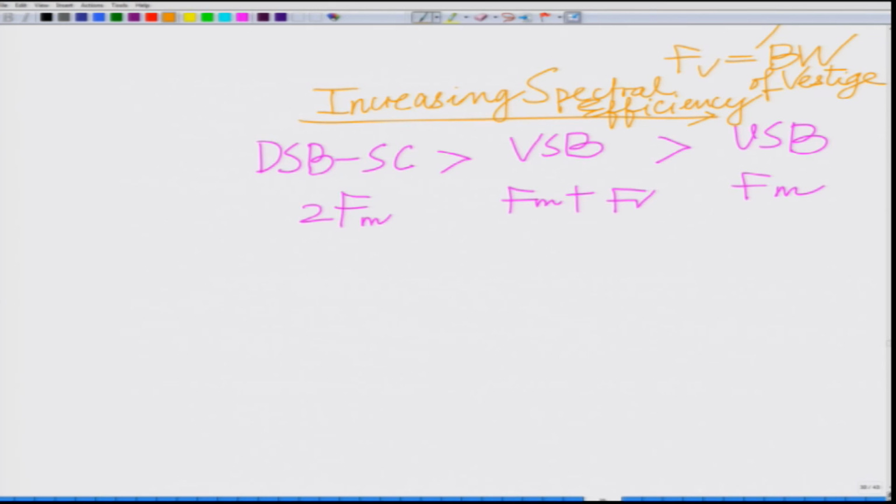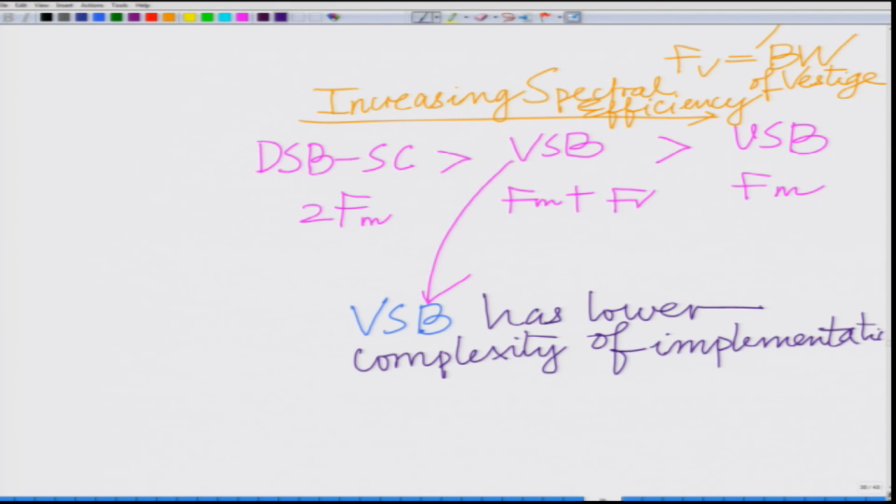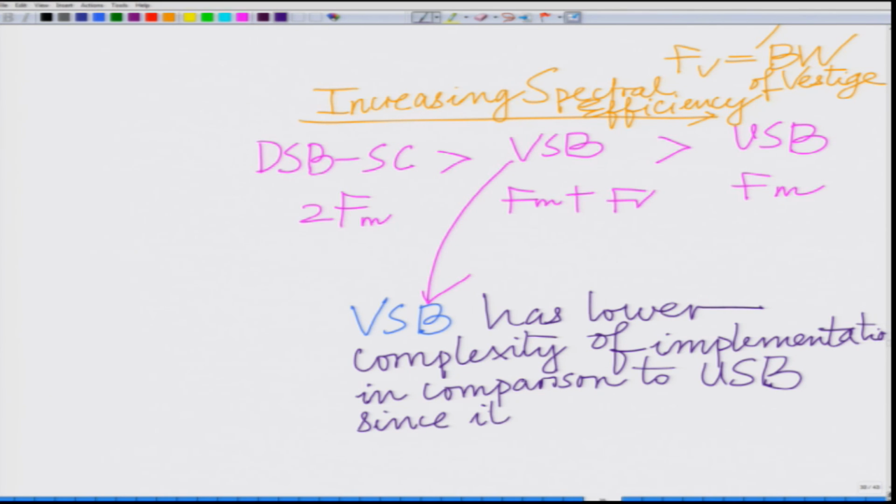However, VSB has lower implementation complexity in comparison to USB, since it does not require an ideal high pass filter.